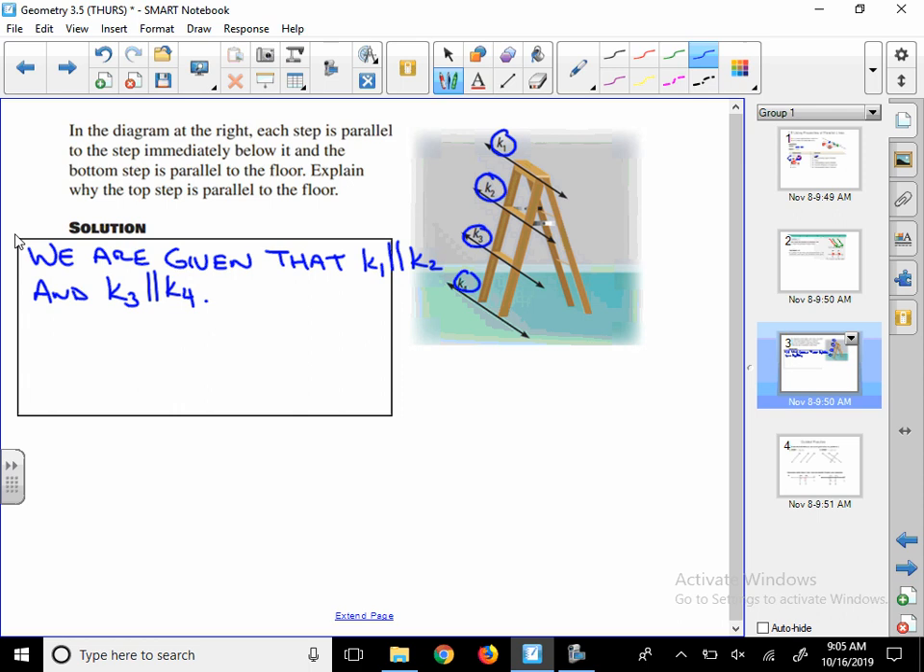Okay, using Theorem 311, which again has no name, but it's the one that says two lines parallel to the same line are going to be parallel to each other. Using Theorem 311, we know that K sub 1 is going to be parallel to K sub 3.